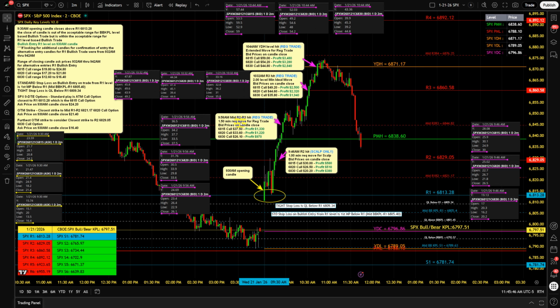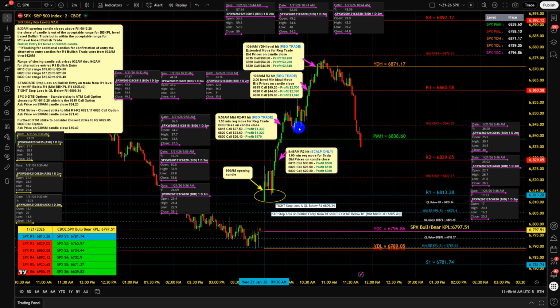Okay, so now going back to the mid R2, R3 hit the 1.5 minimum required threshold move for a regular trade. We'll go to the bid prices first. Those are shown here. 68.15 call, 37.50, profit $1,330. 68.20 call, 33.60 on the bid on the candle close, profit $1,220 per option. The 68.30, 26.10, profit $970 per option.